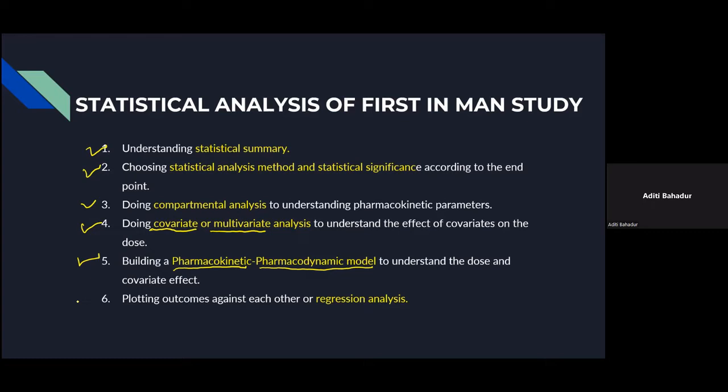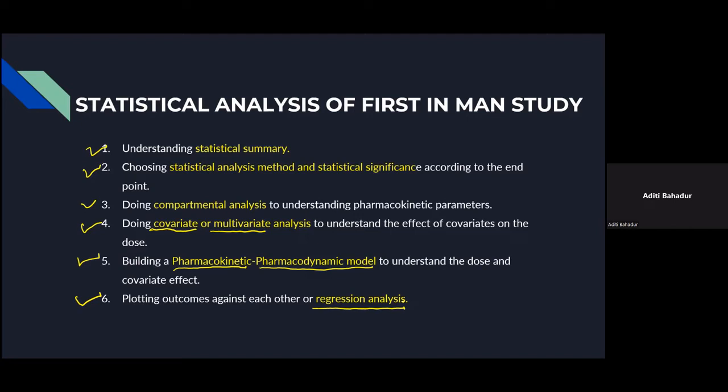Here we establish a very basic pharmacokinetic pharmacodynamic model in healthy patients, and we can also plot outcomes against one another, or do a regression based analysis. Now, what kind of outcomes can we plot against each other? A very basic outcome to plot would be the dose and time effect, or maybe we can plot the weight against the dose effect, or other things that we think are important to see.